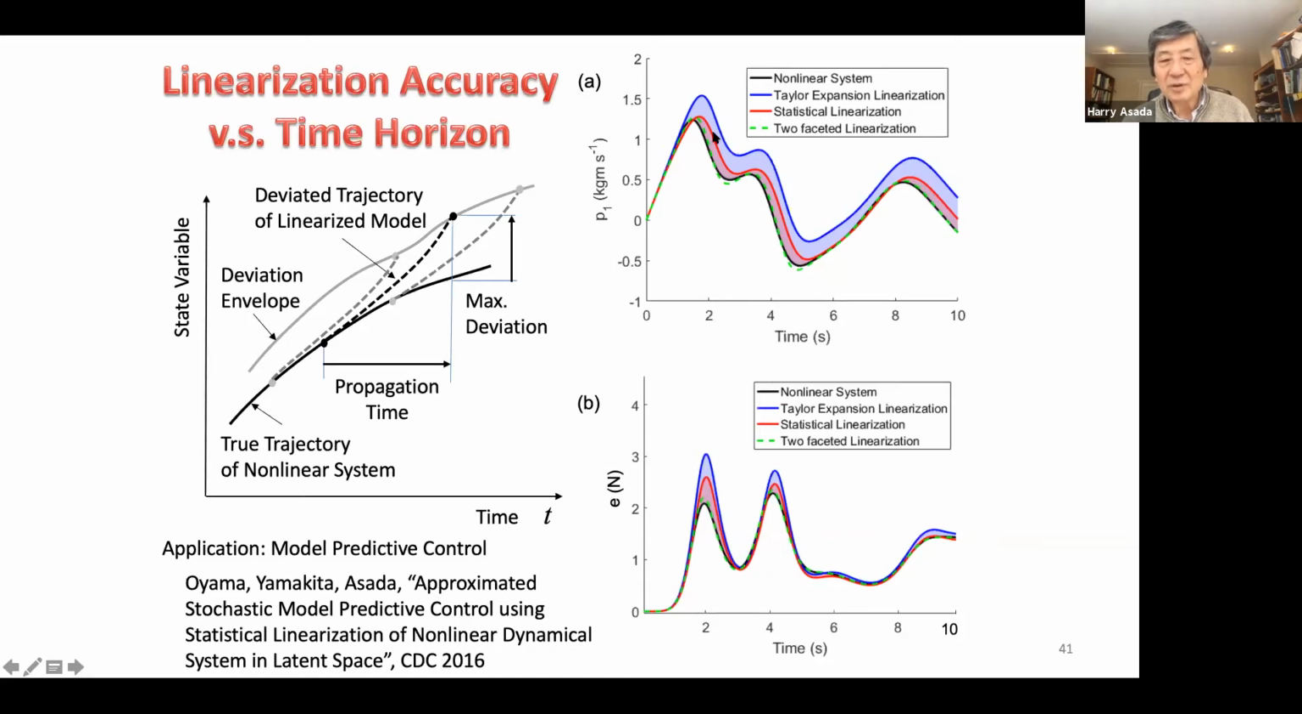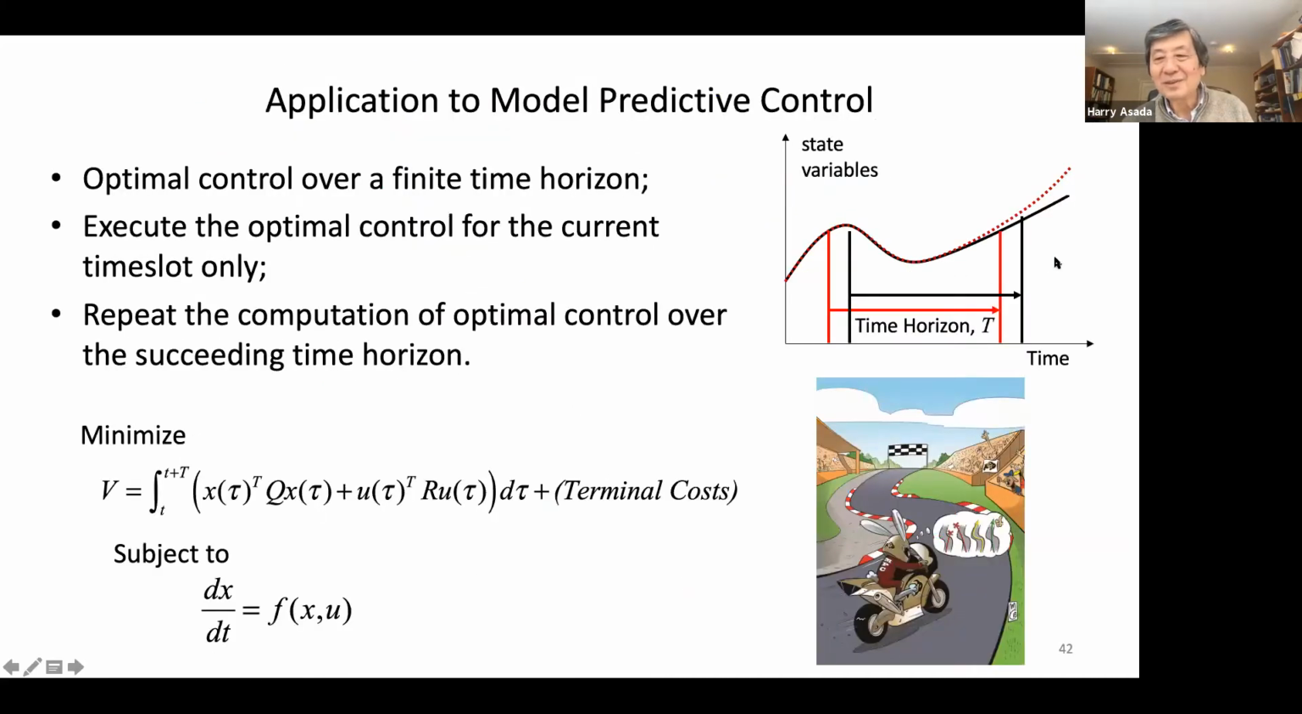Statistical linearization, which is a relatively better method, still has significant error here. But dual facet linearization, this dotted green line, the method I propose, is basically going this way. So very good accuracy has been guaranteed. Given some fixed time period, this model is valid. So what comes into your mind when you are given this kind of model? Yeah, surely we can use this for model predictive control, right? Model predictive control is a type of optimal control.